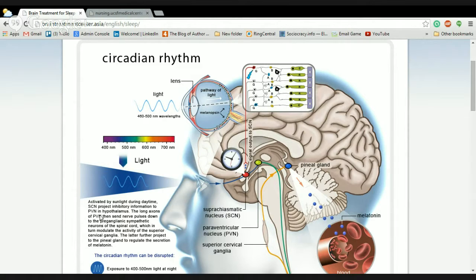So to the PVN in the hypothalamus, the long axons of the PVN then send nerve impulses down to the, okay, so what we have is the SCN receiving signals from the optic nerve saying there's blue light out there. So then the SCN here, this little red guy, tells this guy, the PVN, hey, basically don't, right? Inhibitory information. It's projecting inhibitory information to the PVN.